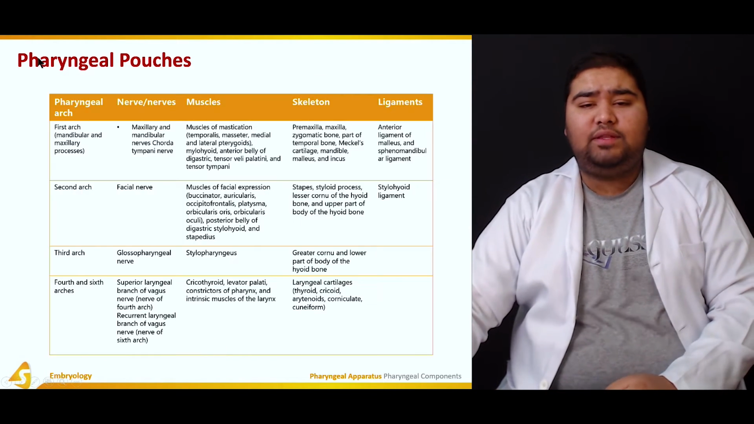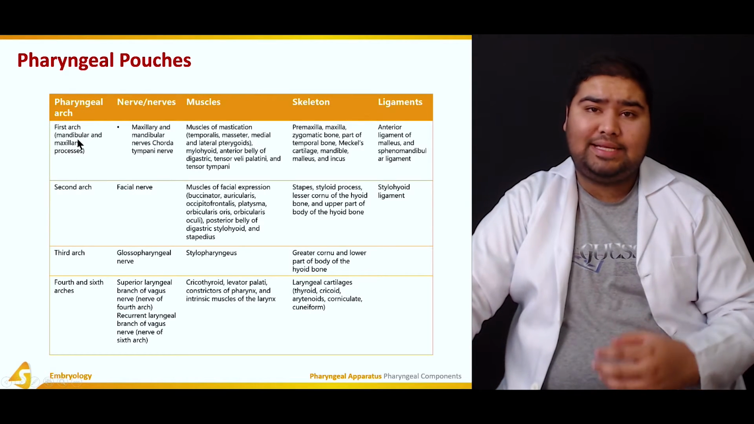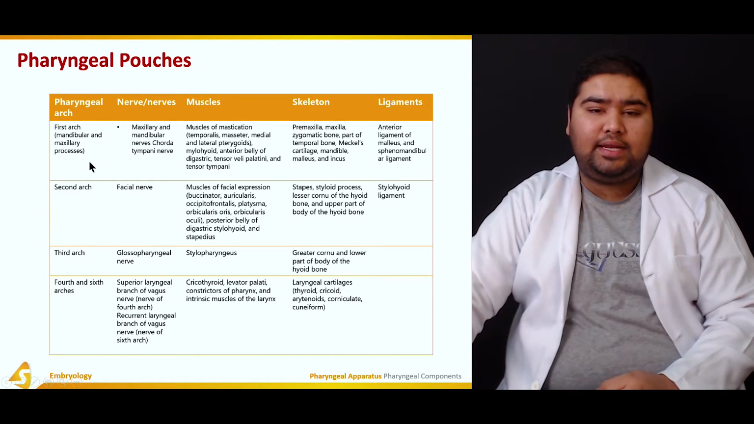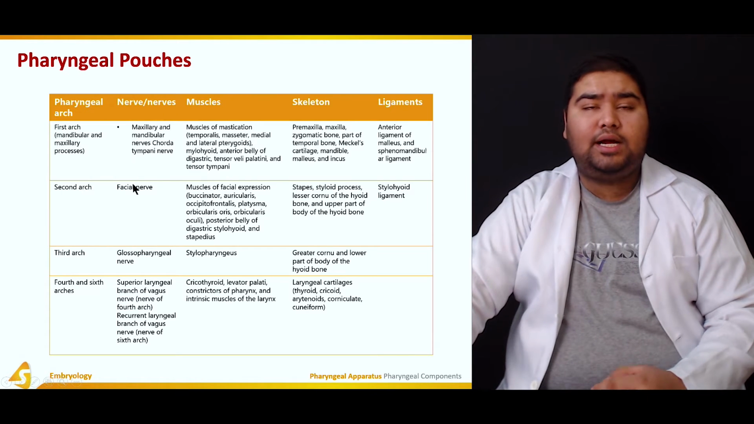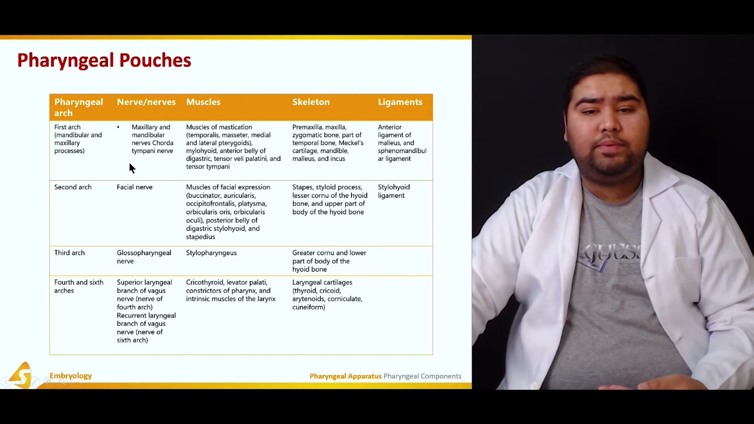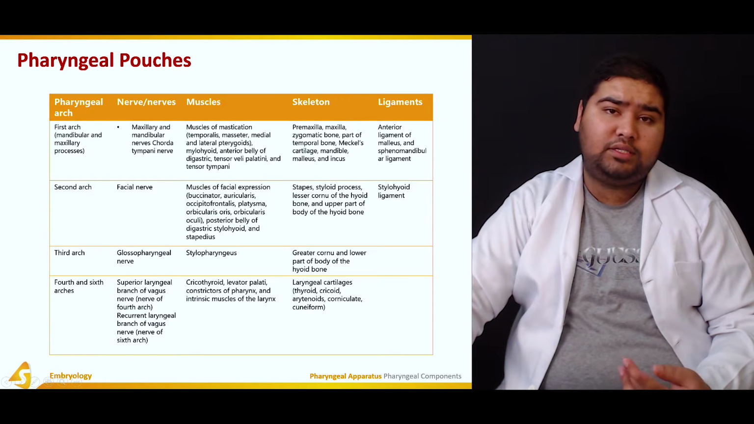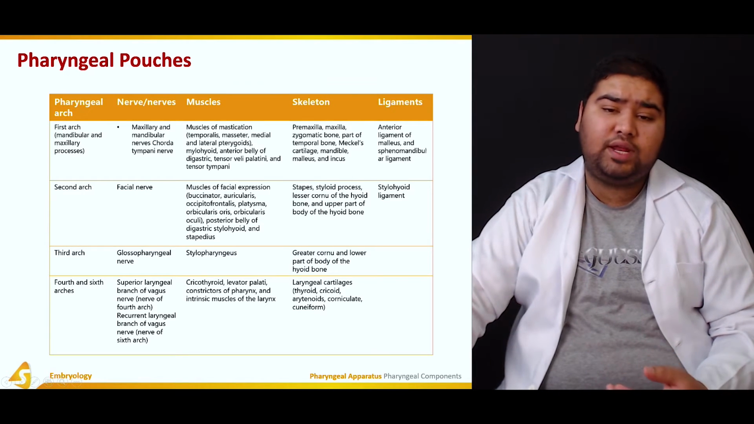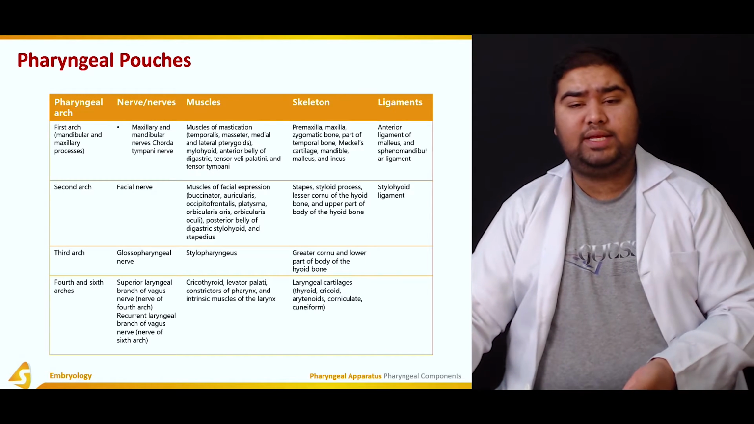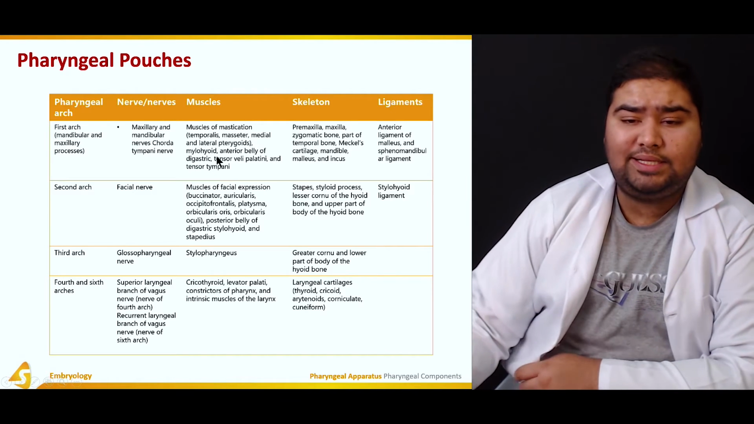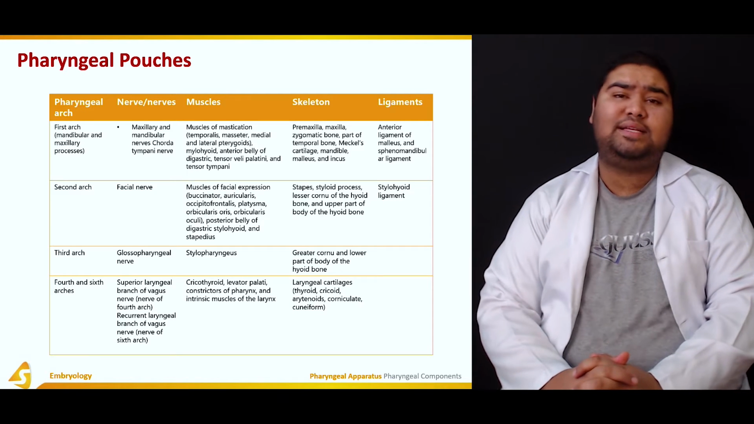First of all, we have these pharyngeal arches. So first pharyngeal arch has a mandibular and a maxillary component. So nerves that are supplying the first pharyngeal arch are the maxillary and the mandibular branches of the trigeminal nerve, which is the fifth cranial nerve. Chorda tympani also supplies this arch. Now the muscles involved here are the muscles of mastication.